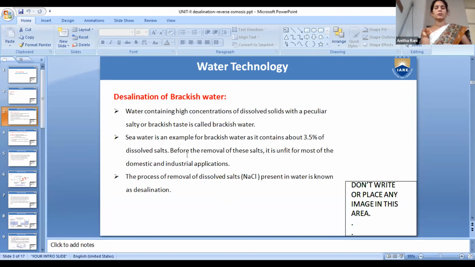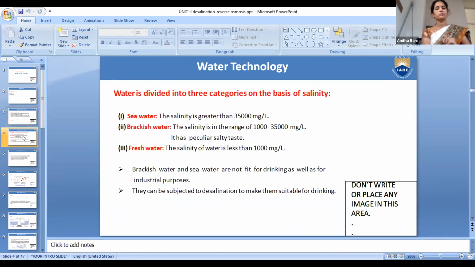So we can't use seawater directly for domestic or industrial purposes. We have to remove the NaCl present in water. Then we can use that water for domestic and industrial purposes. So that will go for desalination. The method we are taking is the reverse osmosis method.